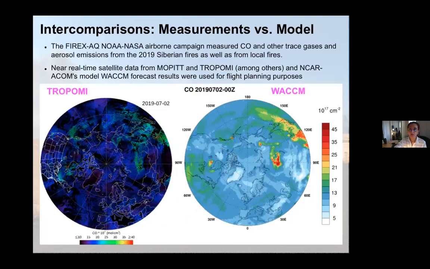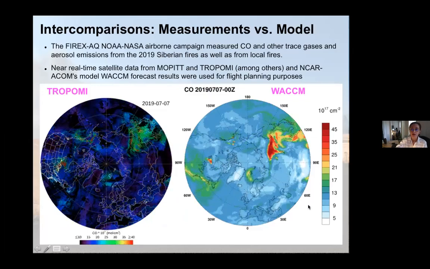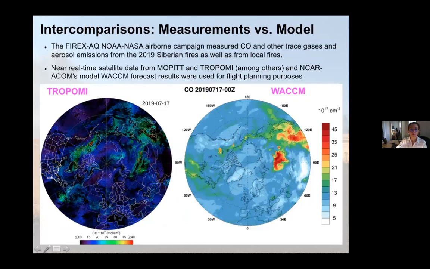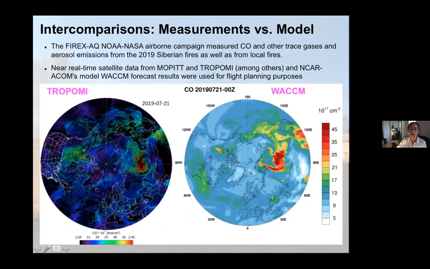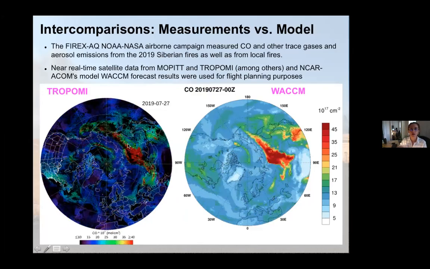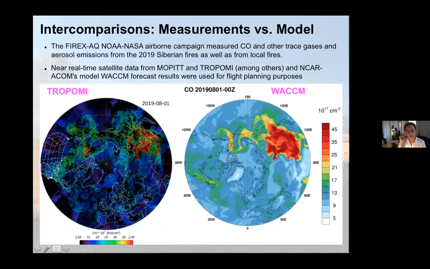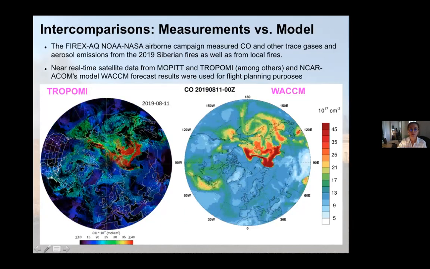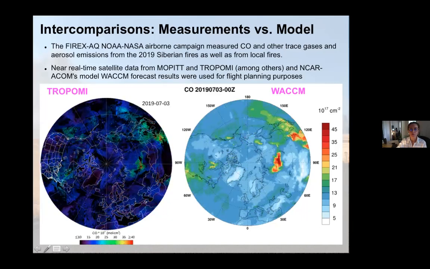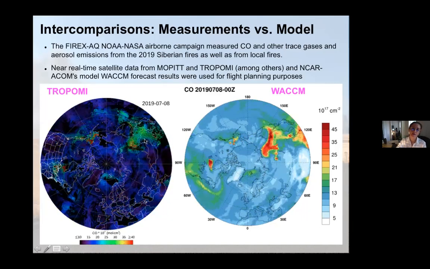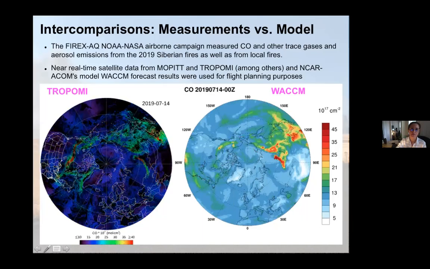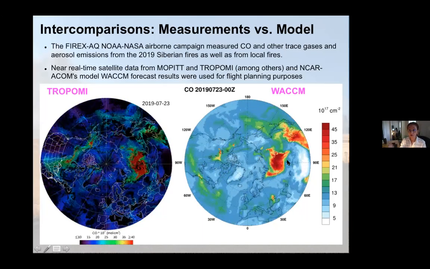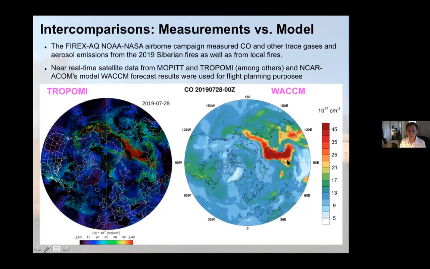And here is another intercomparison. What you can see is a TROPOMI movie with CO retrieved last year during the Siberian fires. You can see the big CO plumes starting in Siberia over here and moving over the Pacific and getting to North America. And here on the right, you have the WACCM model results for the same period.